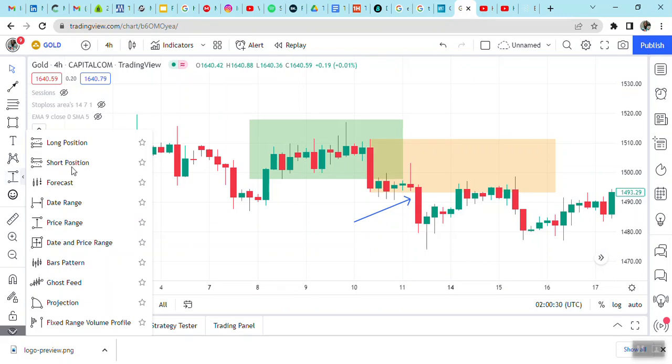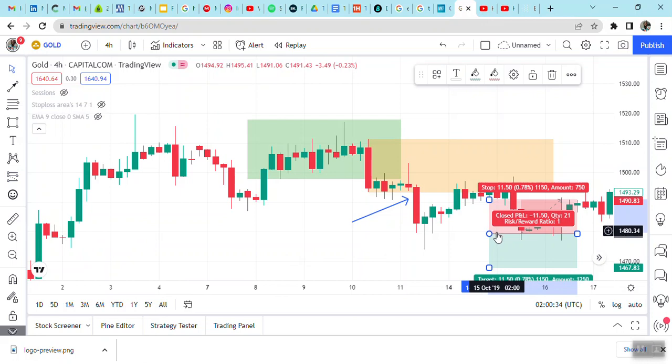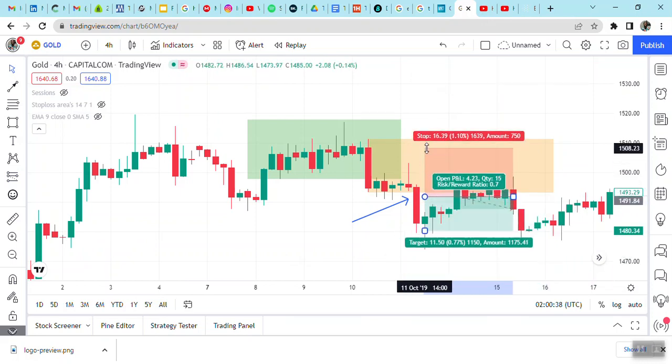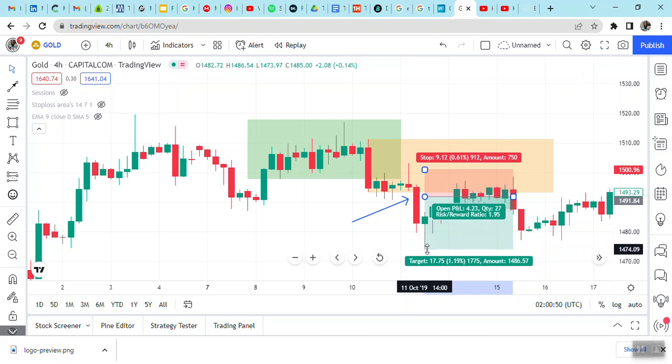Since it's a sell position, I'm going to use short. So you can place your stop loss somewhere here, like 5 pips above the breakout candle, and your target will be somewhere here.